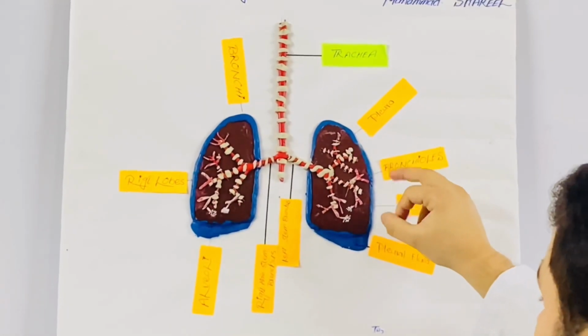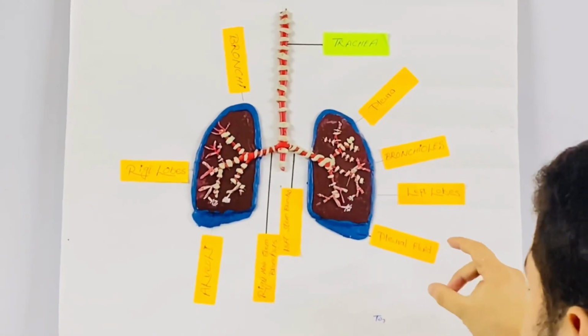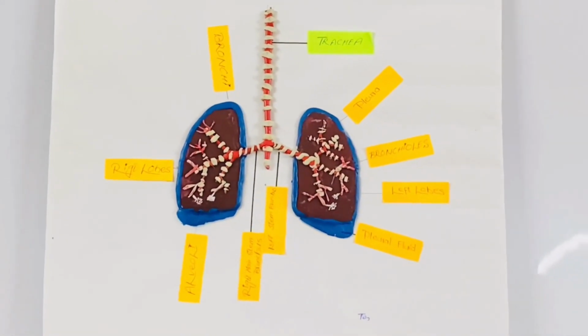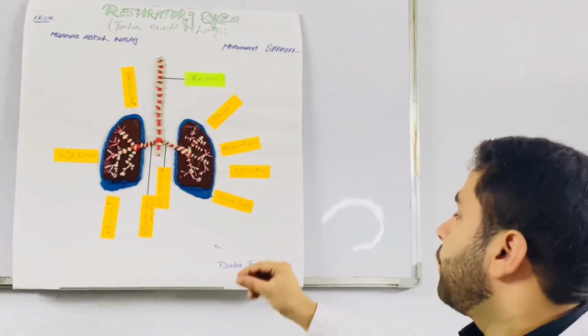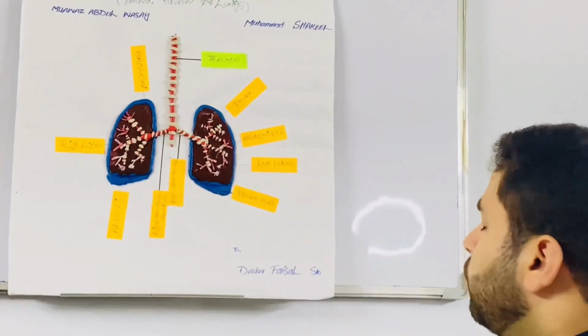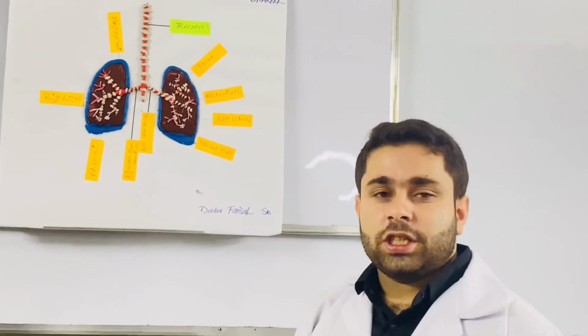Bronchioles are then attached to alveolar ducts. Alveolar ducts combine with each other and form alveoli. Alveoli are used for gaseous exchange.